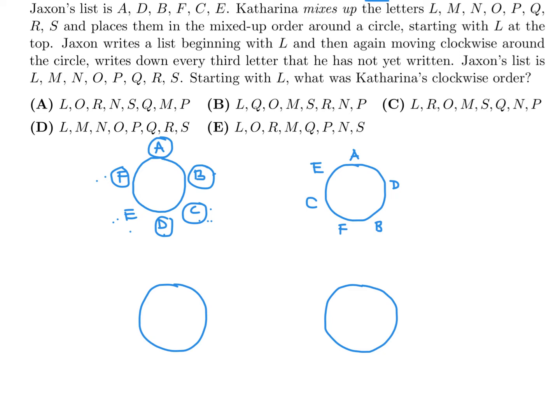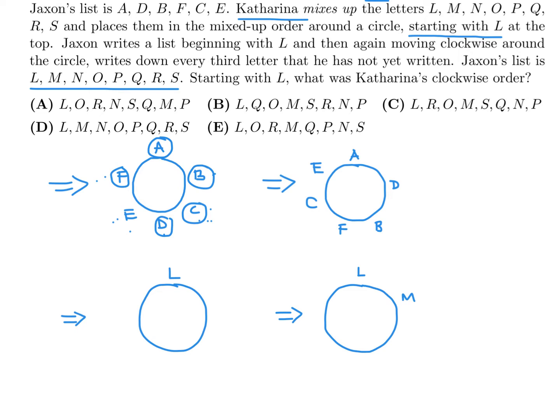Katerina mixes up the letters, and then starting with an L. Right. Okay, so there's Katerina. So she starts with an L. Now, the other letters we don't know, but they do tell us that Jackson, his is in that order. Okay, so I guess what they're doing is sort of backward. In the first part, they gave us this and told us to figure out this. Now they're giving us this and telling us to figure out that. Okay, so that shouldn't be too bad.